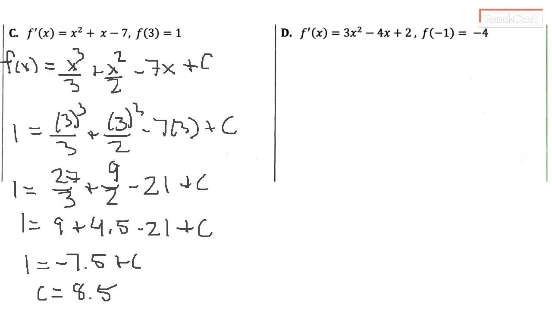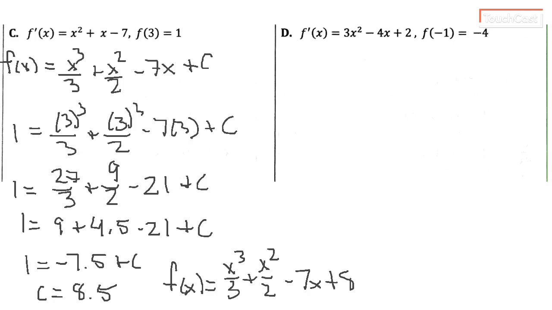So that means our function, f of x, is going to be x cubed over 3 plus x squared over 2 minus 7x plus 8.5. If you wanted to, you could also give me all of this still using fractions.